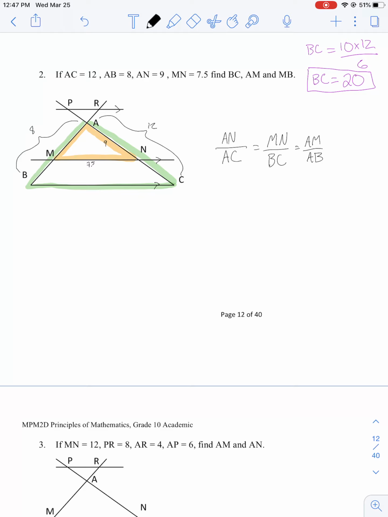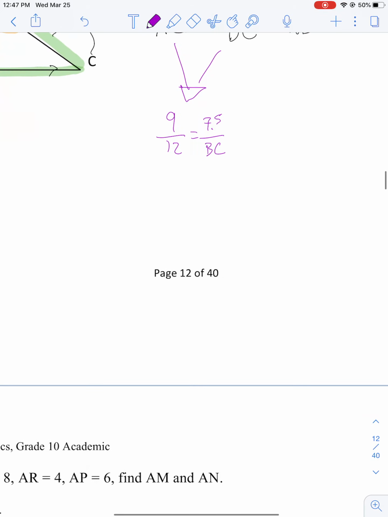These 3 different expressions, or 2 different equal signs, we can work with 2 parts at a time. So let's take a look at these 2 here. Fill out my knowns and unknowns. AN is 9, AC is 12, MN is 7.5, and BC is unknown. So we leave BC as unknown. Once again, here's that trick. I don't like my unknown on the denominator, so I'm going to flip all my fractions upside down. So I have 12/9 is equal to BC divided by 7.5.